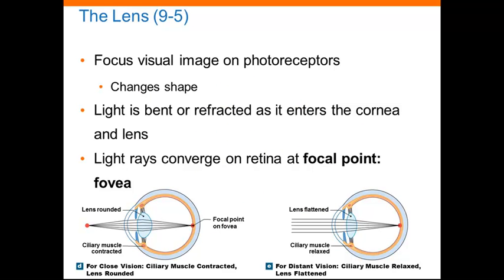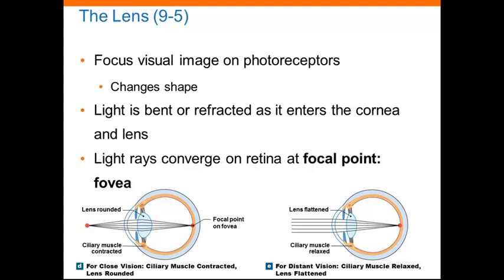So speaking of the lens, the primary function of the lens is to focus the visual image on the photoreceptors. And it does this by changing shape, becoming more rounded or more flattened. So as light passes through different substances like air or water, it's bent or refracted. And so as it enters the cornea and the lens, it'll be refracted so that light rays converge on the retina at a focal point on the fovea.